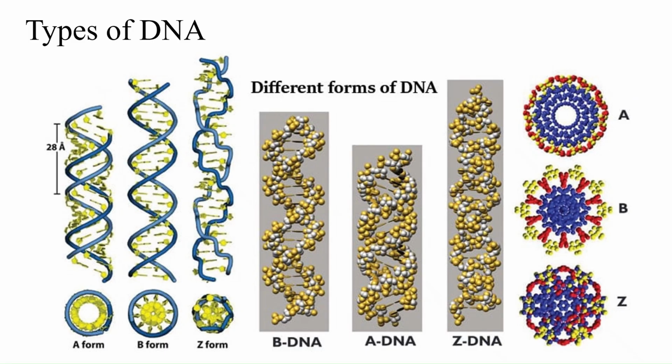These are the types of DNA. There are different types of DNA, such as B-DNA, which is most commonly found in cells. There are also the Z form and A form DNA. Usually in all living organisms, B form DNA is present, and it is a widely accepted model.